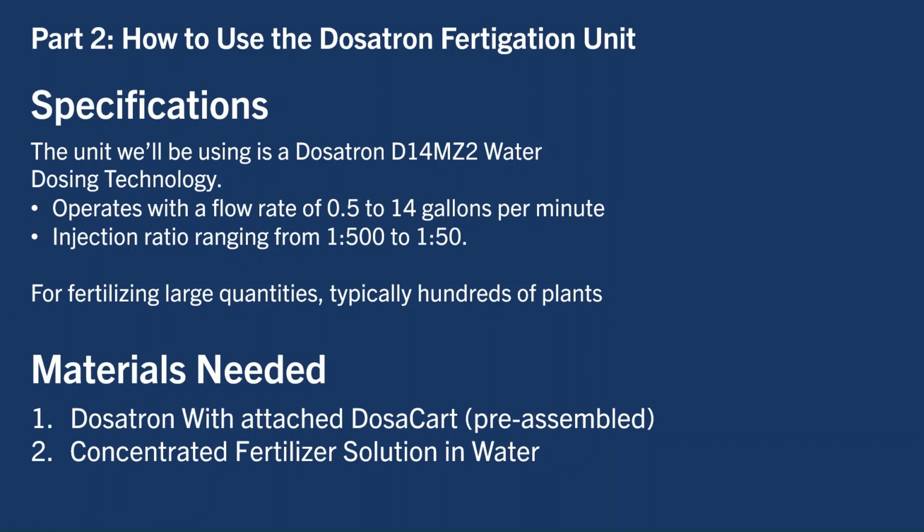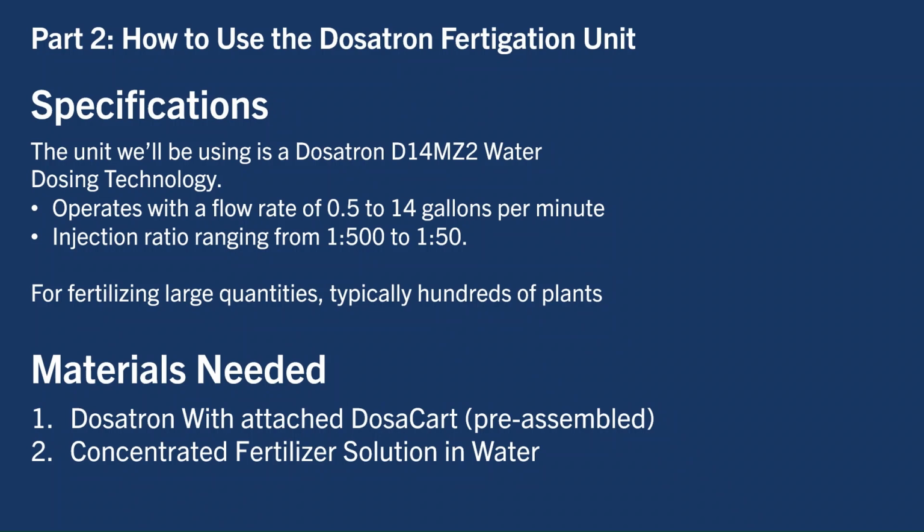The unit we'll be using is the Dosatron D14MZ2 water dosing technology with the attached cart, the Dosacart. It operates with a minimum flow rate of 0.5 gallons per minute and a maximum of 14. The Dosatron operates with an injection ratio ranging from 1 to 500 to 1 to 50. This means for every 1 part of the concentrated stock solution, the Dosatron will mix it with 499 to 49 parts of water, depending on the selected setting.